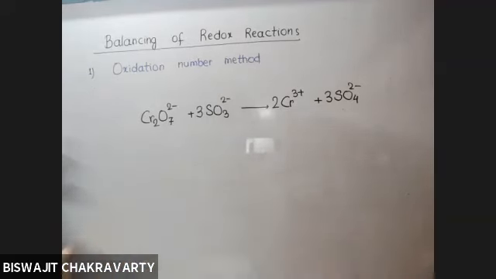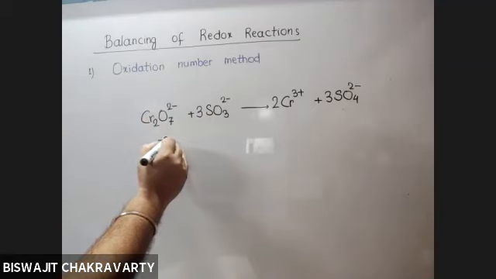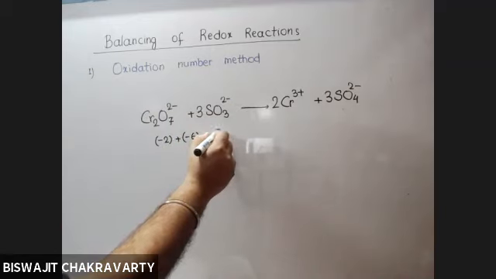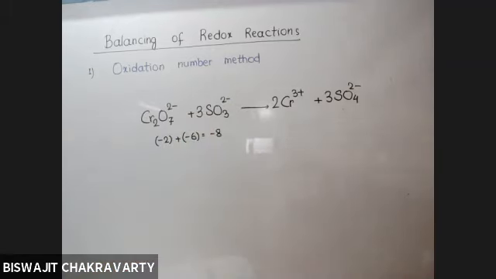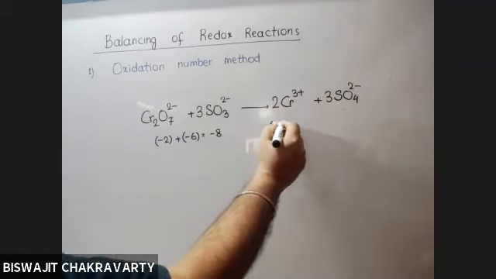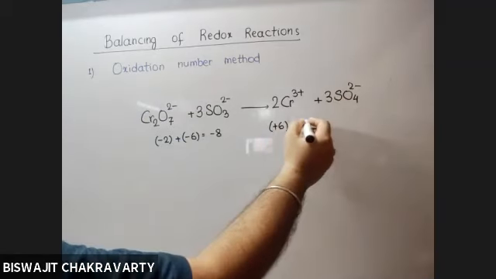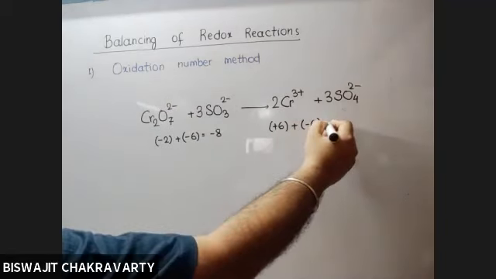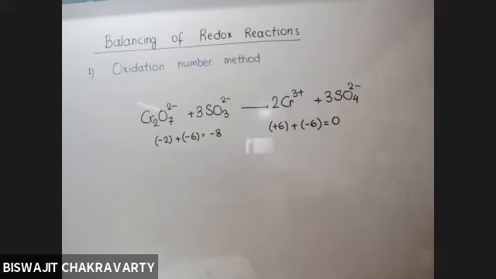Now tell me, what is the total charge on the left hand side? This is -2. This is 3 into -2, -6. Is it not -8? Yes, sir. Tell me what will be the charge on the right hand side? 2 into +3 is +6. 3 into -2 is -6, isn't it? So will it not be 0? Yes, sir. Clear?